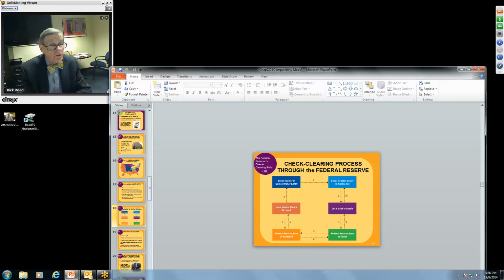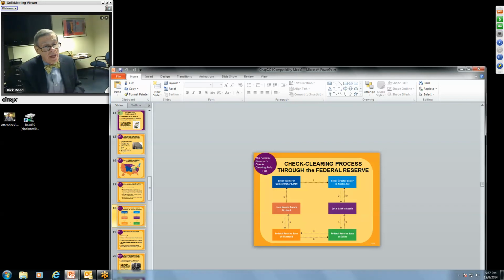It goes through, notice where it goes through. It goes through a local bank in Austin, which makes sense. Then it goes to the Federal Reserve headquartered in Dallas for that particular district, and that is District 11. Then it goes to the Federal Reserve Bank in Richmond, and I'm not sure why it goes there. Then it goes back to the local bank in Quince Orchard.